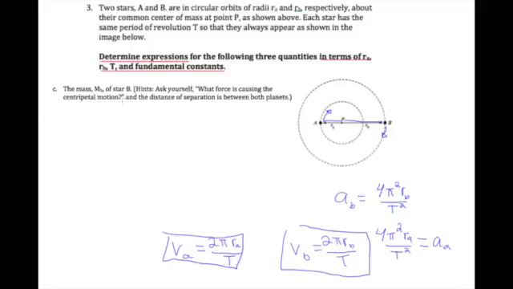So here we go. The mass MB of star B is something we want to determine. And I give you this hint. Ask yourself, what force is causing the centripetal motion? Nearly everyone thought this. And the distance of separation is between both planets. So I'm asking for mass. I give you a hint for what force. So you could start with sum of all forces equals ma and see where we go.